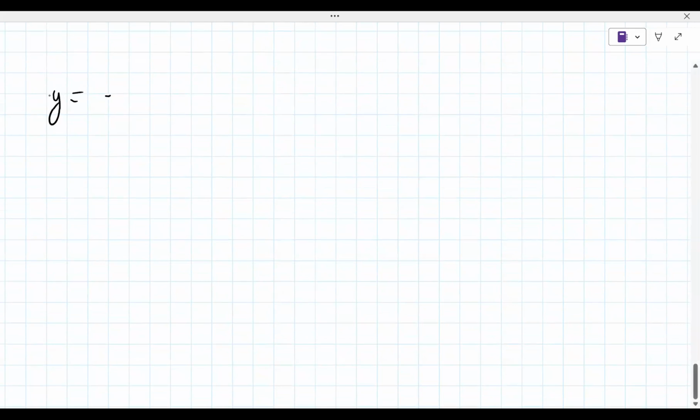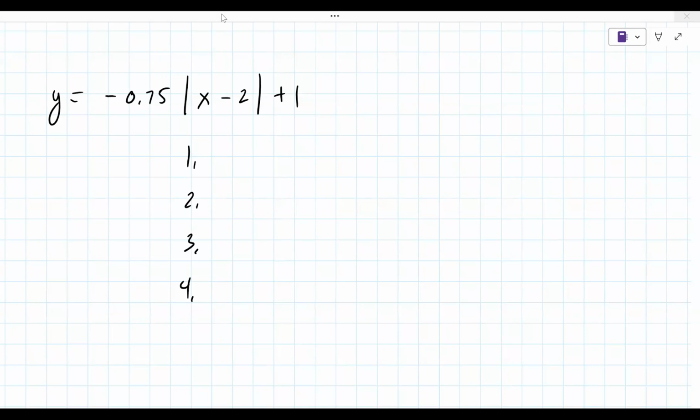y equals minus 0.75 absolute value of x minus 2, plus 1. This one is 1, 2, 3, 4 transformations. One, two up. Nope, I heard 2 up. Two up. Okay, up. Okay, two left. I mean, right. Yep. Which way, left or right? Right 2. Yeah. Okay.